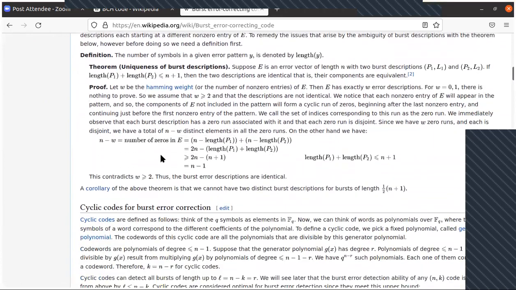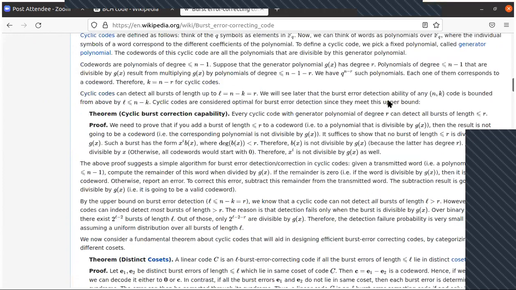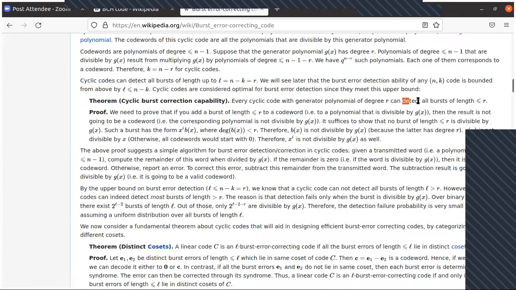So look at here. This is the theorem I'm talking about. Every cyclic code with generator polynomial of degree R can detect all bursts of length less than or equal to R, right? That is what I'm talking about. When it is a burst error, then directly it is x power i into b of x. You remember that I'm talking about after taking whatever common, the degree of b of x is less than R. Therefore, b of x is not divisible by g of x, right? So that is one thing.